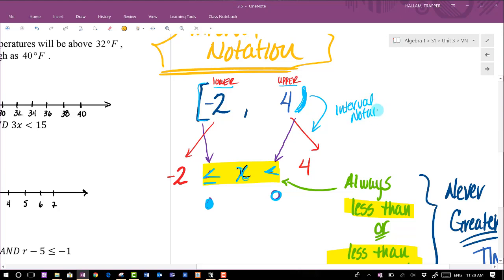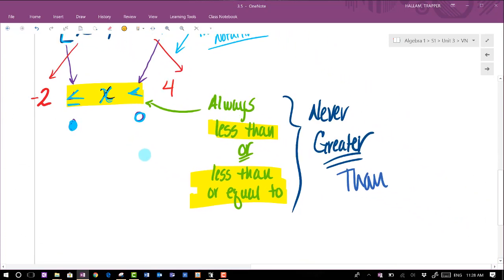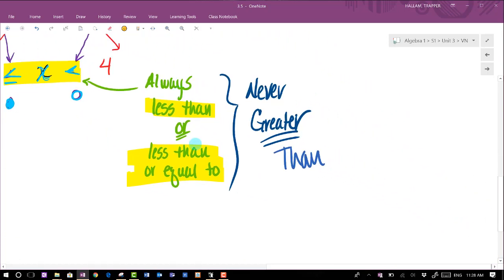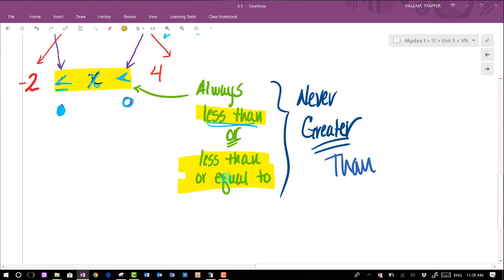Interval notation is very useful and comes up frequently, so I do want you to know that. All right, so just remember, this always works, and you'll always use a less than sign for your interval notation, or less than or equal to as well. Never a greater than or greater than or equal to.